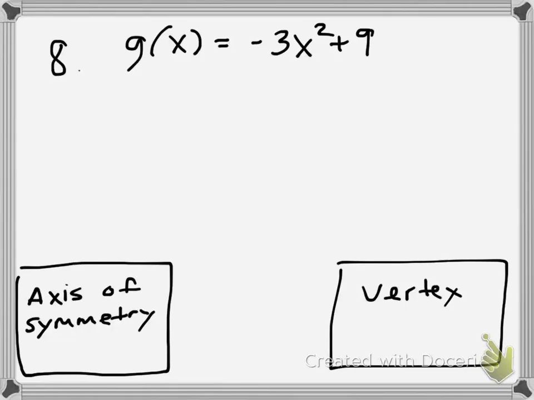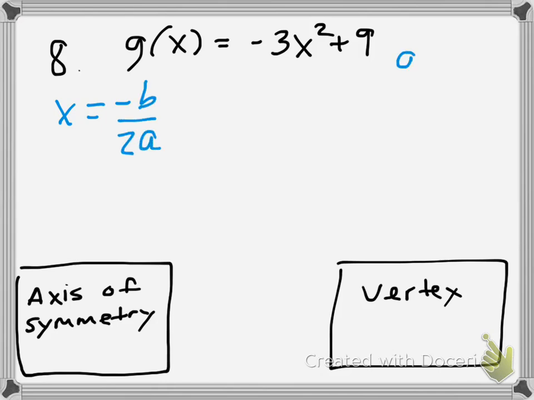Number 8, we're asked to find the axis of symmetry and the vertex for the equation. So, for the axis of symmetry, we know that the x-coordinate represents the axis of symmetry, that vertical line that cuts the parabola in half. You could graph this and see where that vertical line would be. I'm going to use a formula which is opposite of b over 2a to find the x-coordinate.